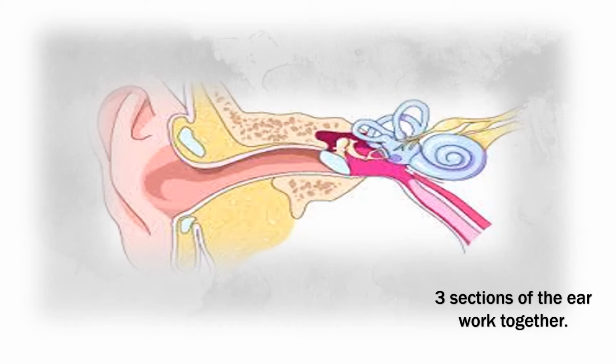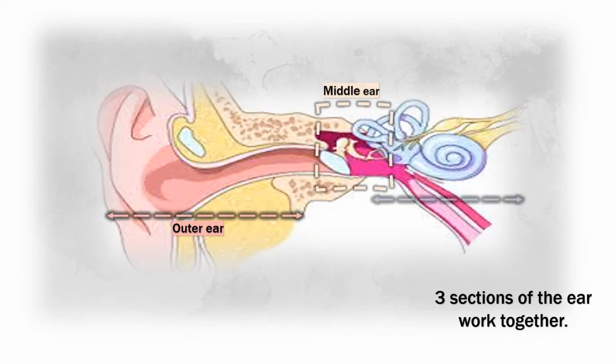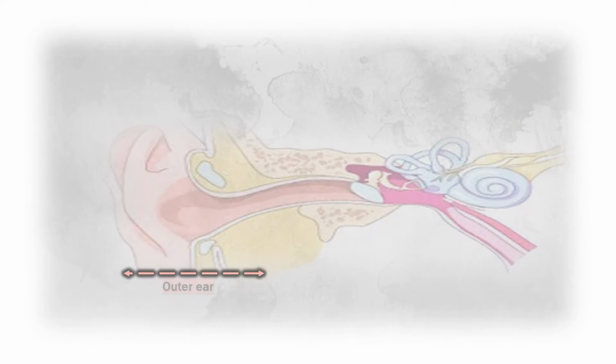Actually, three sections of the ears work together to make this happen. They are the outer ear, the middle ear, and the inner ear. Let's take it section by section. The first section is the outer ear.